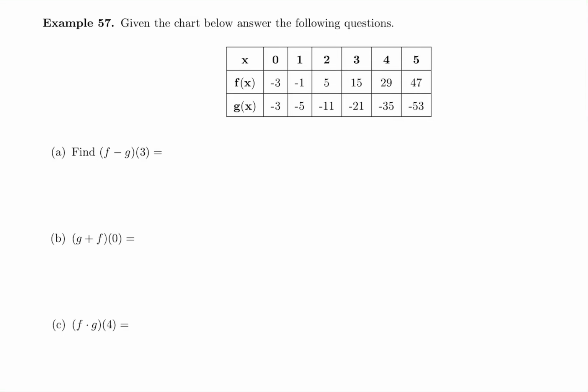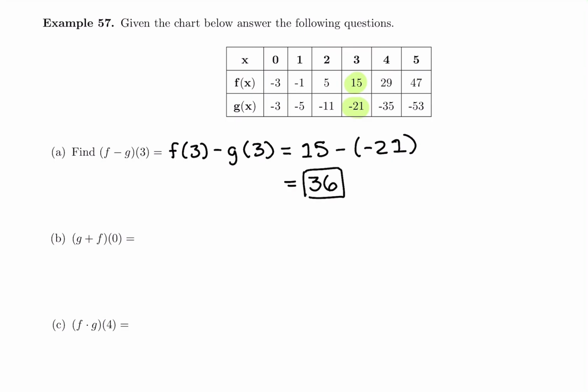Let's use properties for combining functions within a chart. So first we have f minus g of 3, which really means we're going to take f of 3 and subtract g of 3. So I'm going to look at this chart and look at all the values for f of x, and I just want f of 3. So here's my f of 3 is 15 minus g of 3, which is negative 21. So we have 15 minus negative 21. When you subtract a negative, they really end up adding. Or we can just use a calculator and we get 36.